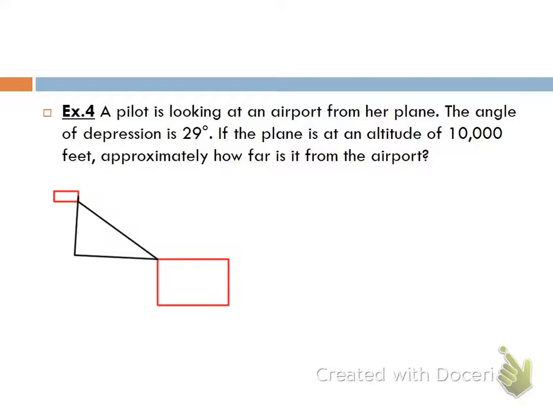We're going to have to set up a right triangle here. So the angle of depression of her looking down at the airport is 29 degrees. Okay, so that's her looking down, 29 degrees. At an altitude of 10,000 feet. So her altitude is how far up she is. So there's my 10,000 feet. About how far is she from the airport? Well, how far she is from the airport is going to be this distance here.